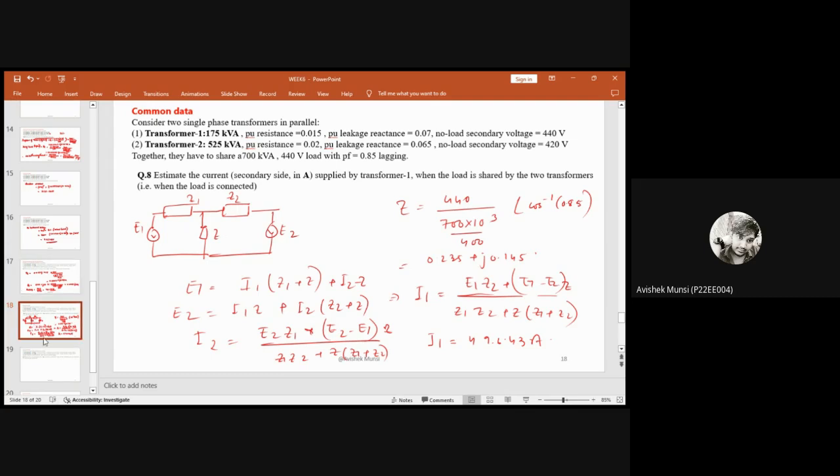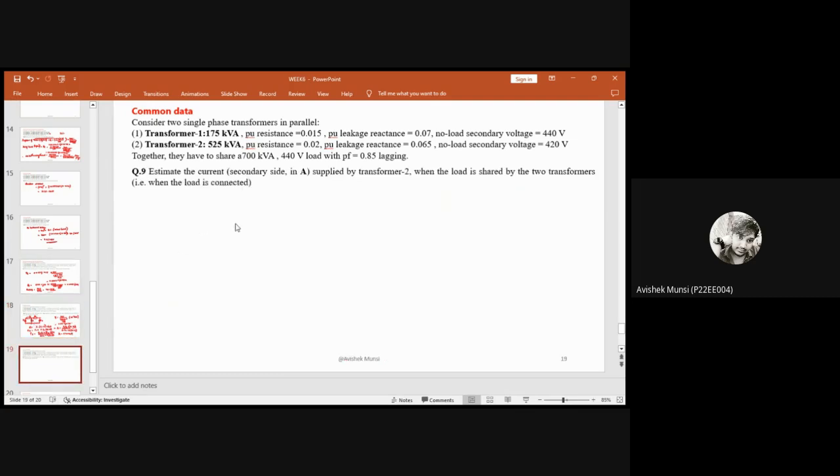So this question has another part, that is you have to calculate the other current, and after which, okay, try to solve this one. This will be solved with the same formula. Okay. You have to calculate I2.